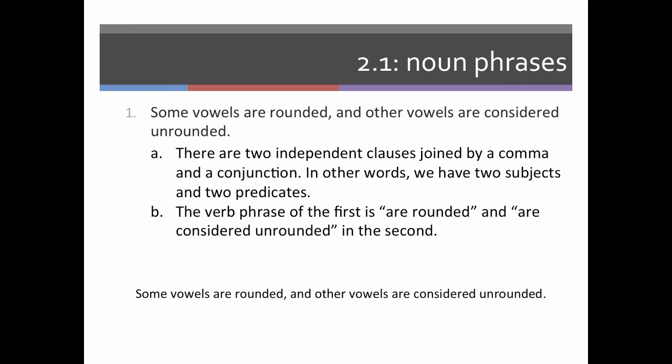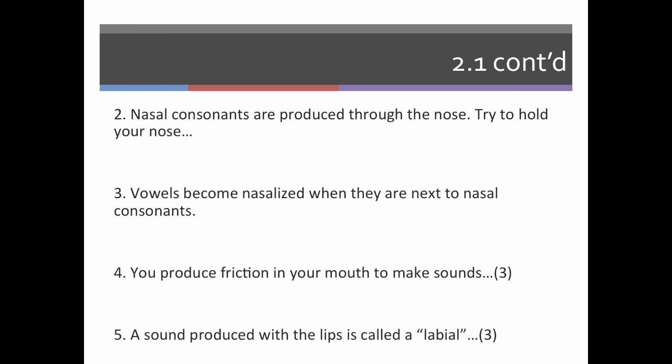But to fulfill the task of the exercise, to substitute pronouns, we would say they are rounded and those are considered unrounded. So we have 2 noun phrases in number 1. If you take a look at number 2, doing the same: they are produced through it, try to hold it. So we have 3 noun phrases. Number 3, I'll give you a moment to work it out yourself.